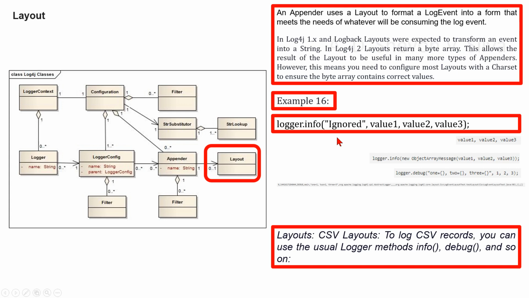First, using CSV parameter layout to log event parameters to create a custom database, usually to a logger and file appender uniquely configured for this purpose. Second, using CSV log event layout to log events to create a database as an alternative to using JDBC or using a JDBC driver that supports the CSV format. The CSV parameter layout converts the event parameters into a CSV record, ignoring the message. To log CSV records, you can use the Logger methods info, debug, and so on here, which will create a CSV record like here.